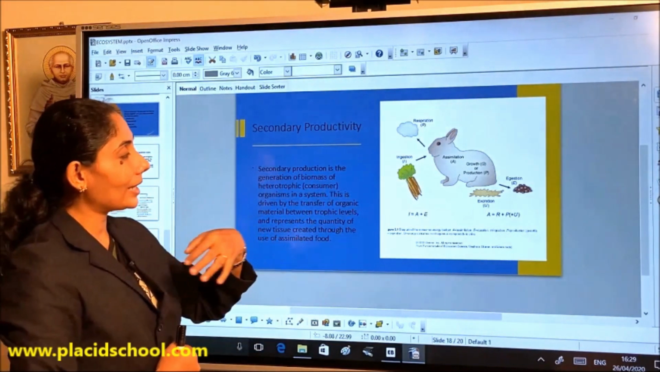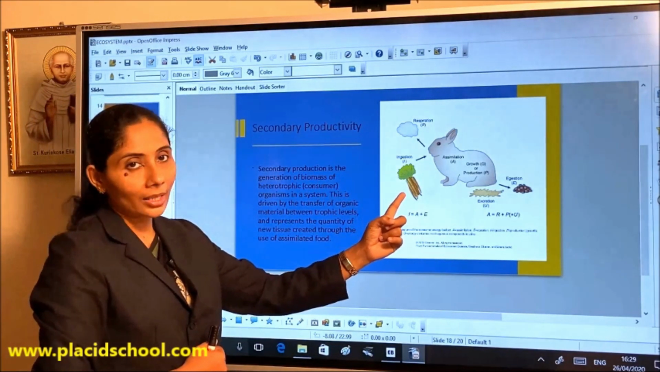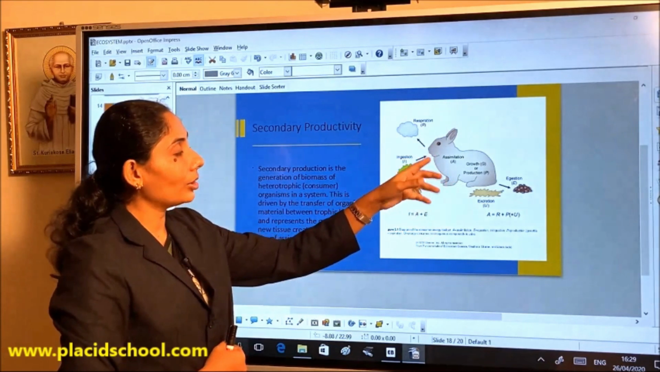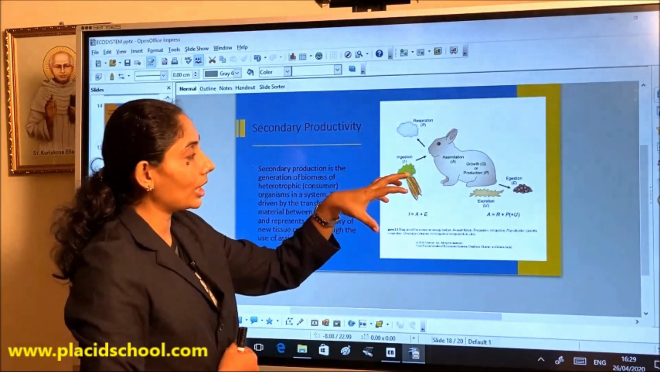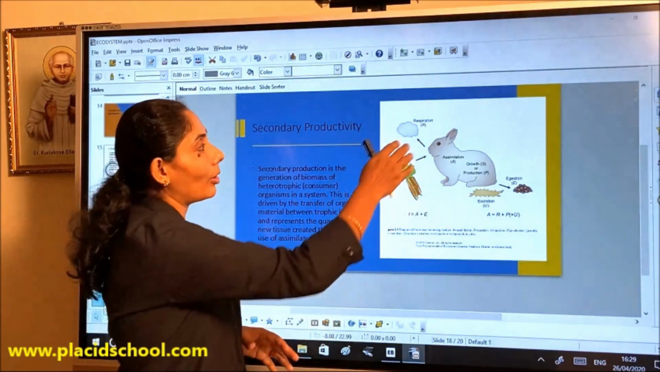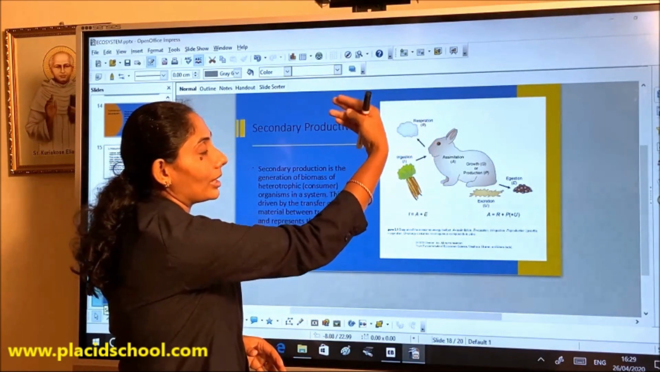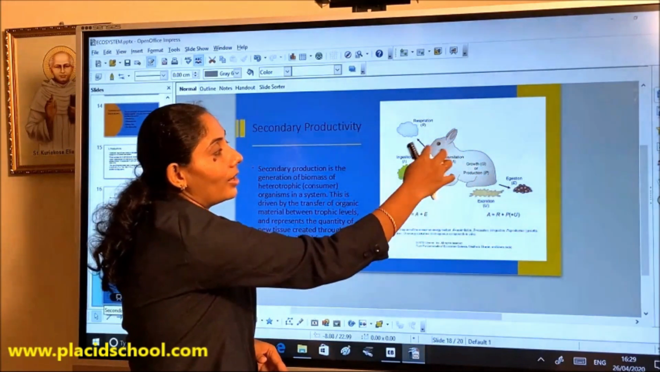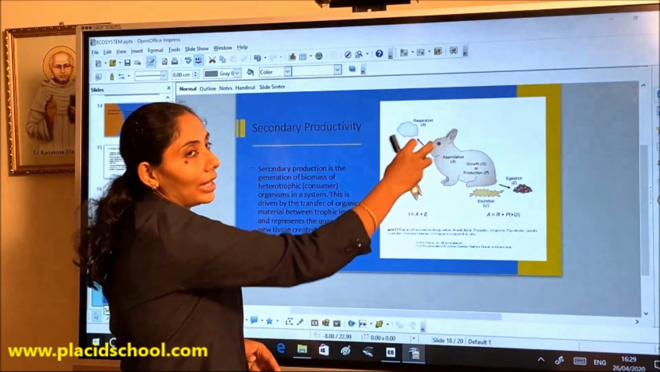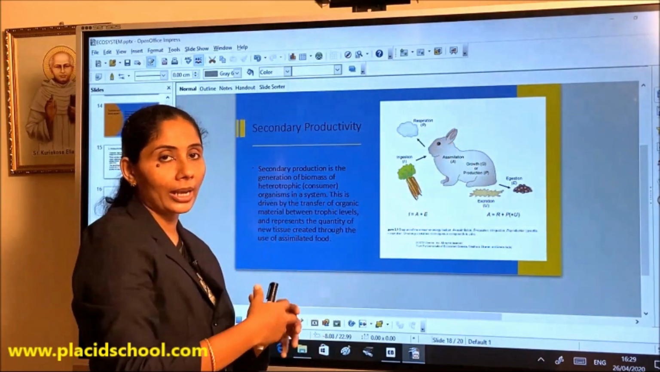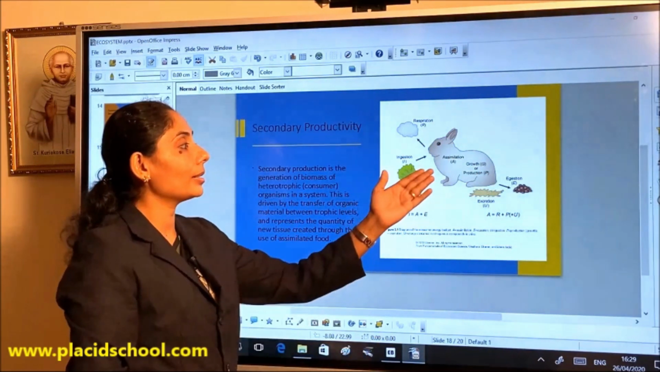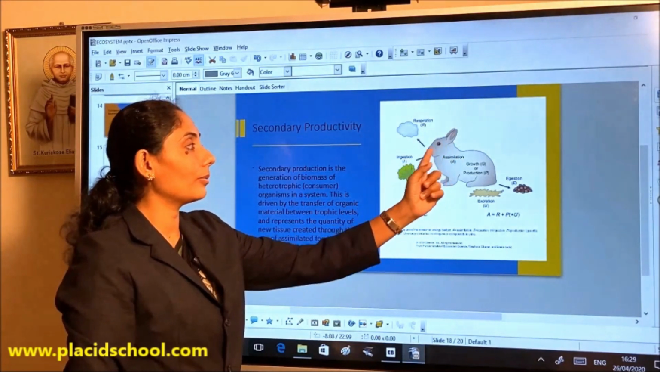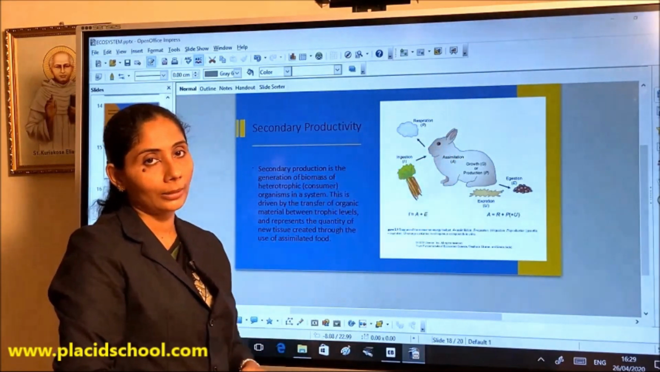So as it has eaten this carrot, it has taken into it the organic matter, and it can't utilize the whole organic matter. Some organic matter will be gone in respiration, some will be gone as undigested waste, and the remaining will be assimilated or will become a part of its own body as organic matter, and this is what is referred to as secondary productivity.